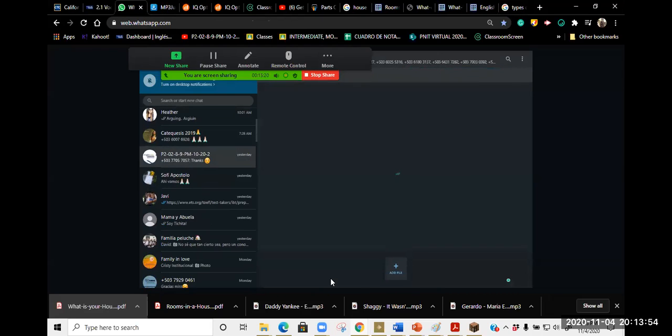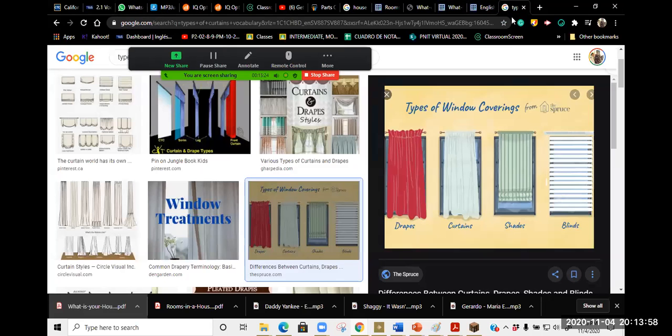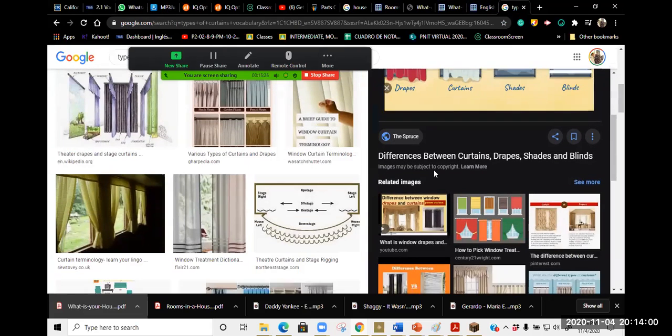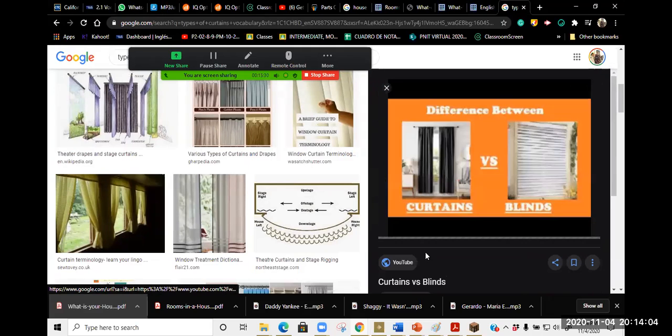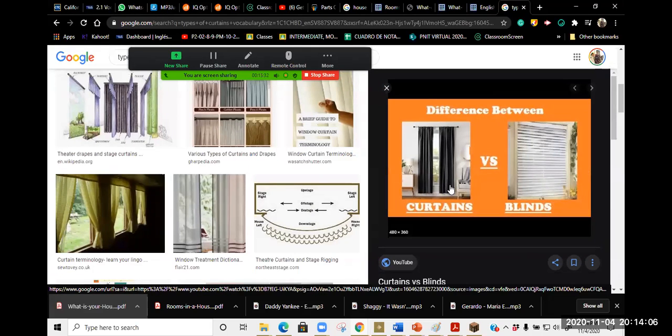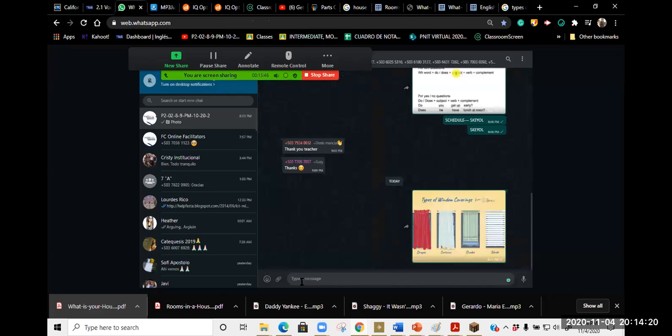I'm going to send you the image so you guys have it here, okay? Okay, I'm sending everything too. Okay, so this is an example. Let me see if I have another example for you to know. Oh, like this one, see? So there's a difference between curtains and blinds. So curtains are going down y son de tela y blinds son hechas de otro tipo de material. Esa es la diferencia, okay? Questions?